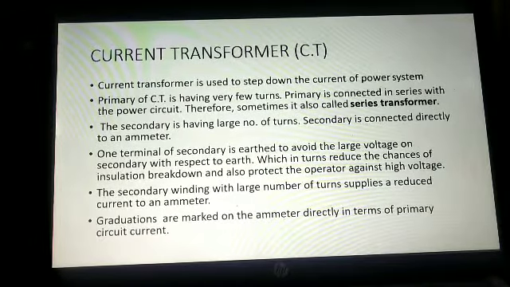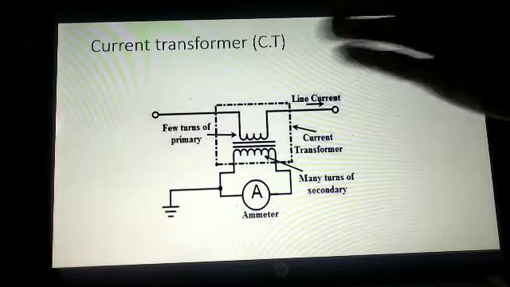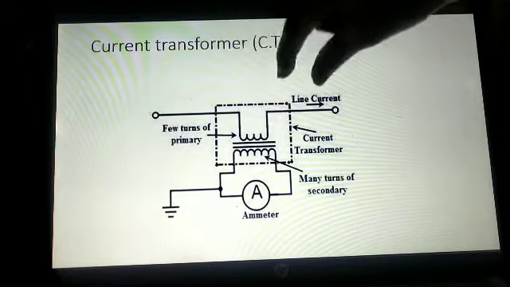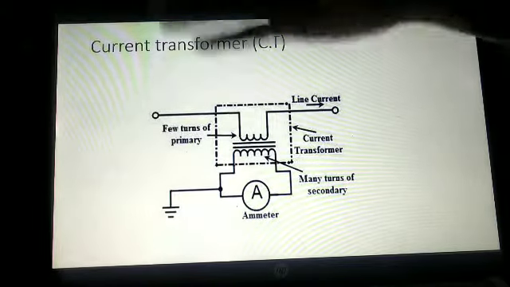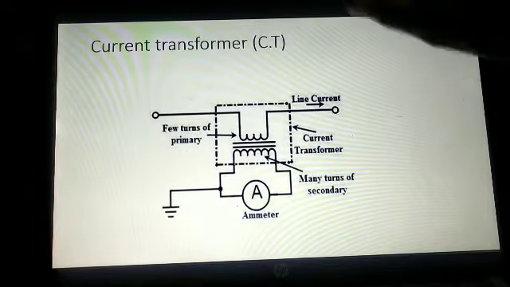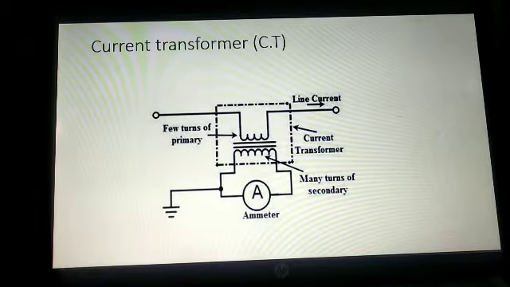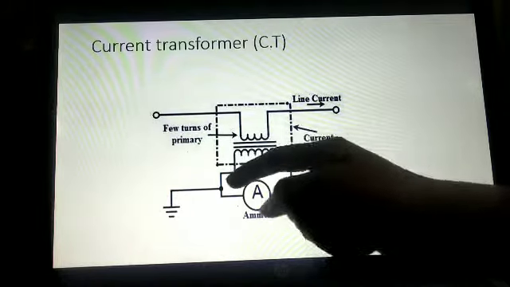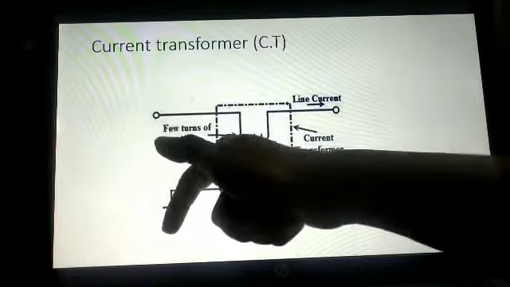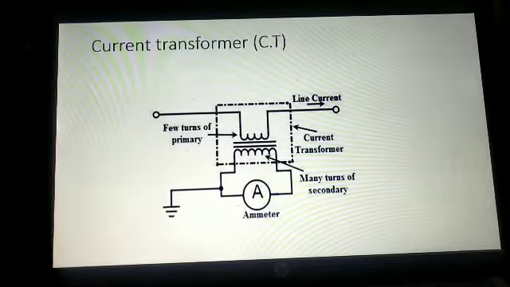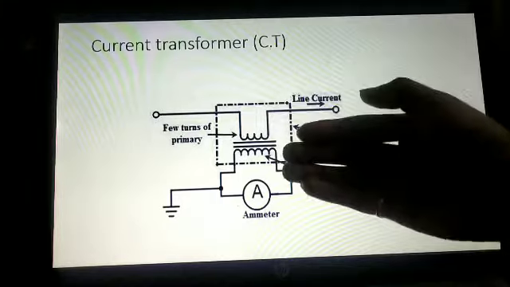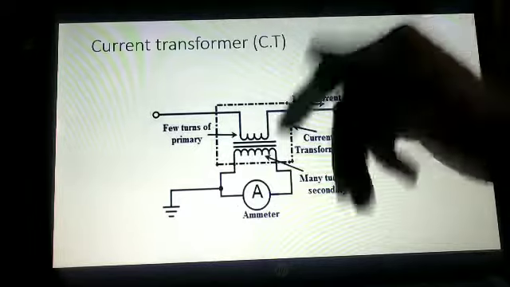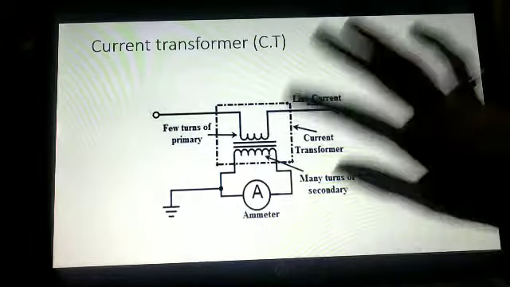Clear with the current transformer? It is very easy. Just remember the diagram. Primary has few number of turns, secondary has a large number of turns. Primary is connected in series with the power circuit. So whatever the current we have to measure, we have to connect it in series. And secondary has a large number of turns. Ammeter is connected to secondary. One terminal of secondary is given earthing, right? So here what will happen? The current will be stepped down, right? So this current transformer will step down the current and we will get the measurements from this ammeter.